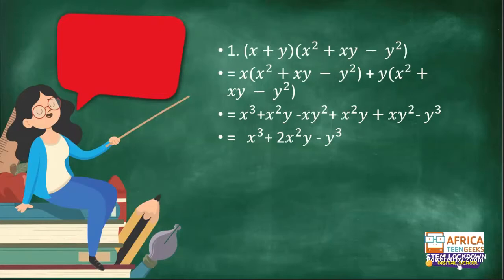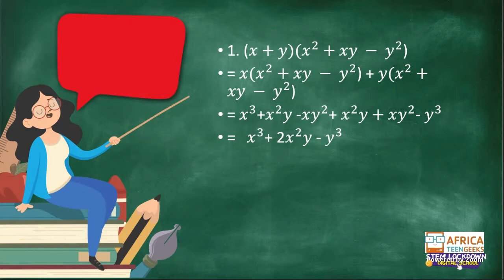As you can see, this is reflected here. You have x, open bracket, x squared plus xy minus y squared. Then you close your bracket. Then you go to plus y. Again, you open your bracket. Then you place x squared plus xy minus y squared, and then you close the bracket.